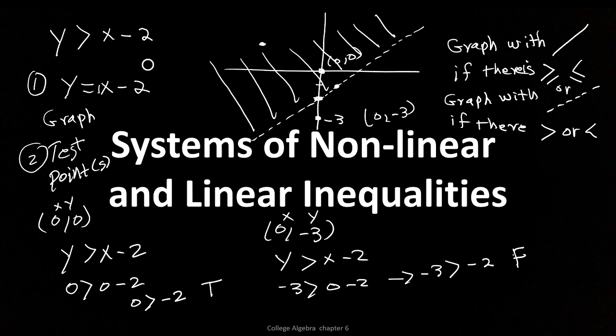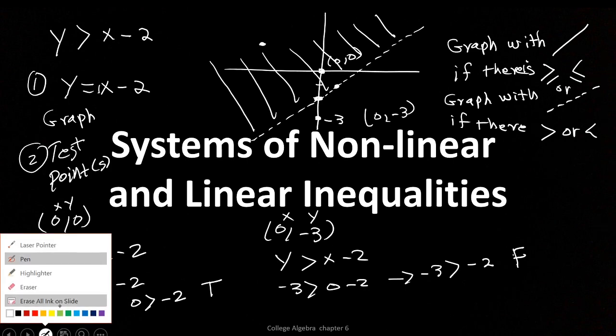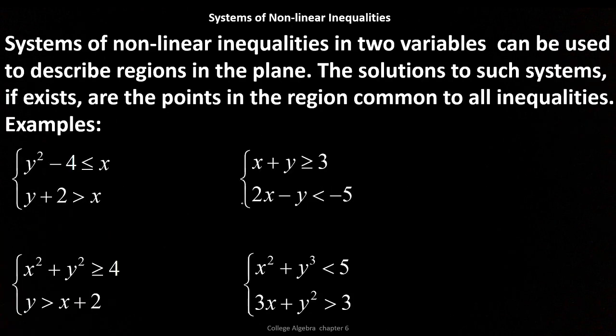Now, what if we have more than one inequality? Then we have a system of inequalities. We solve them separately, we put them in the same coordinate plane, and we look at the overlap, and that would be the solution for the system. So let me show you some examples of that.